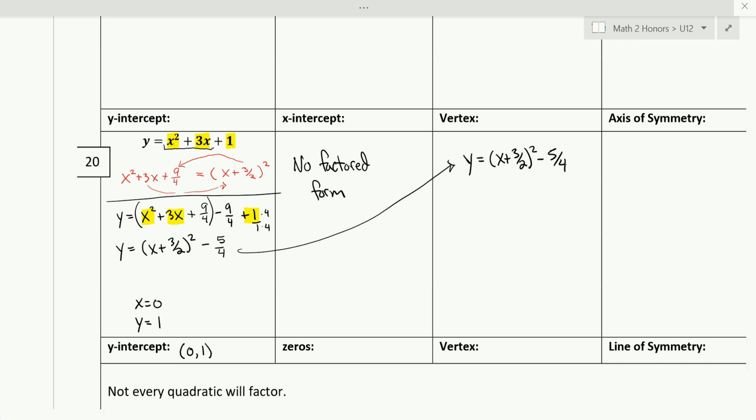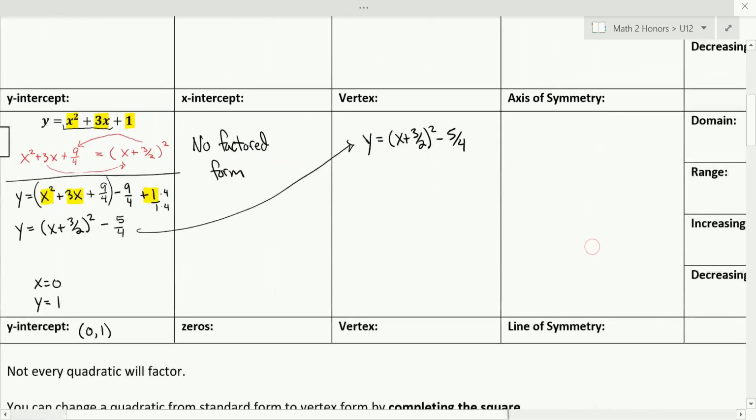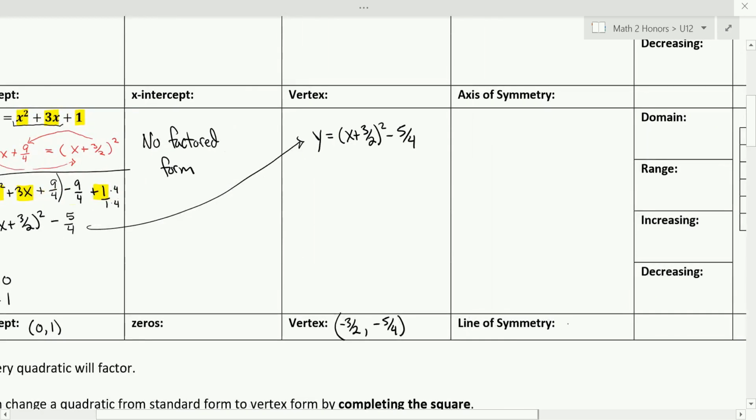We still need to find our zeros, but let's find out what's easiest. Let's get our vertex. Vertex form gives us the vertex. What's that going to be? Negative 3 over 2 and negative 5 over 4. All right. What's our line of symmetry going to be? Negative 3 over 2, because the line of symmetry is the middle of our graph and the vertex is in the middle, and they share the same x value.